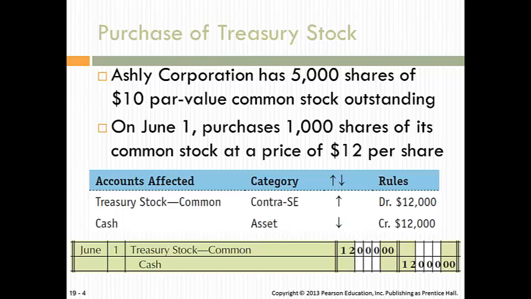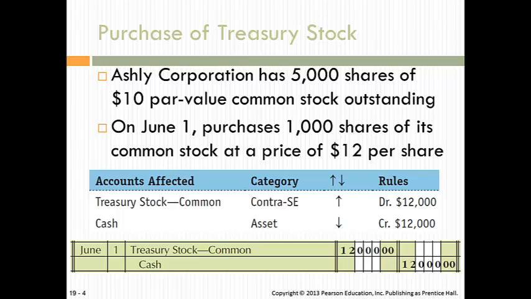Let's look at the textbook example. On June 1st, Ashley Corporation has 5,000 shares of $10 par value common stock and 2,000 shares of preferred stock outstanding. The corporation purchases 1,000 shares of its own common stock at a price of $12 per share.